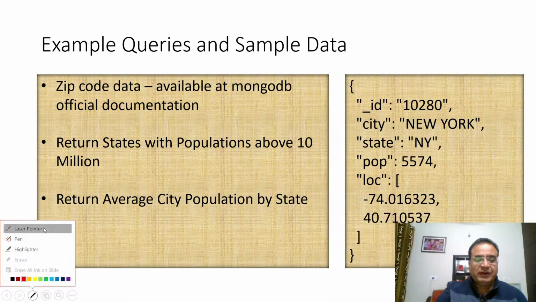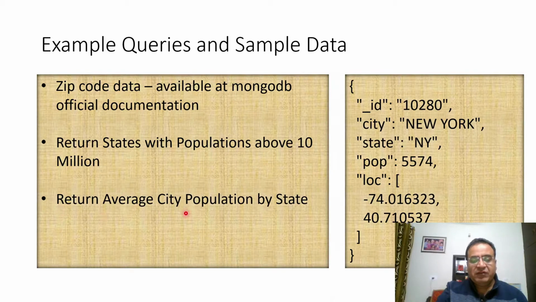So if you have guessed it correctly, we will have to use match also. Next, return average city population by state. Here again we group by state, but now we are returning the average city population. We have to sum it and find out the average city population by state. A state may have 10 cities, and we want to publish those results.